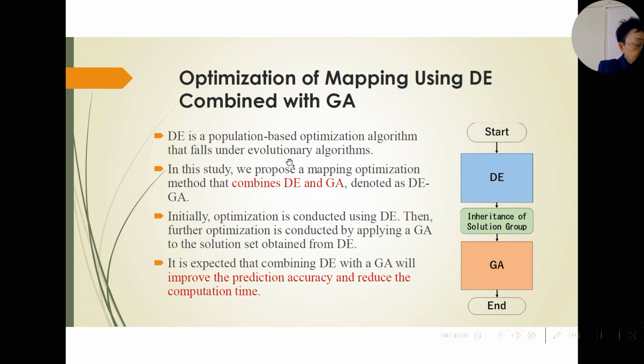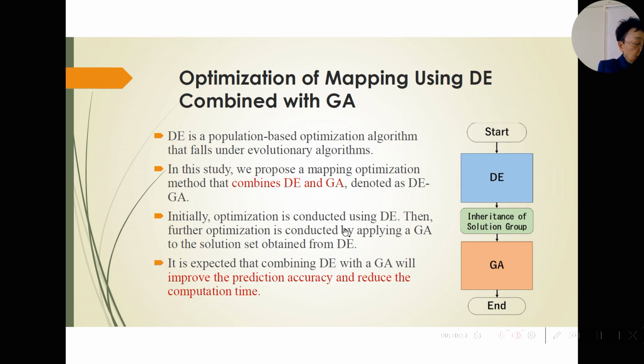DE is an application-based optimization algorithm, like evolutionary algorithms. In this study, we proposed a mapping optimization method that combined DE and GA, denoted as DEGA. Initially, optimization is conducted using DE. Then, further optimization is conducted by applying the GA to the solution set obtained from DE.